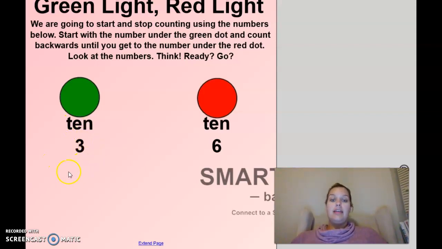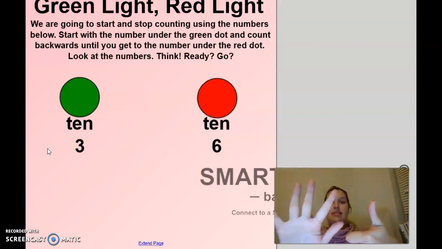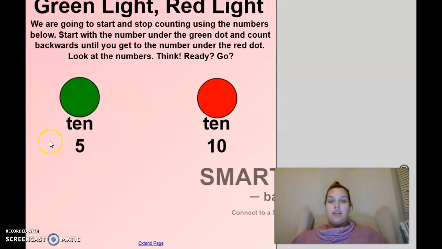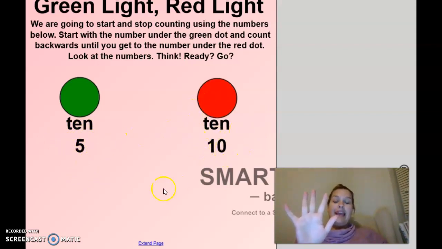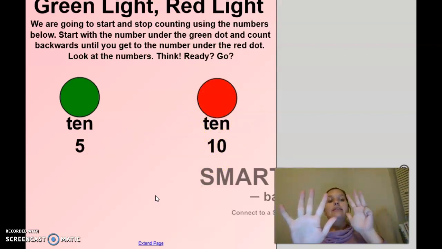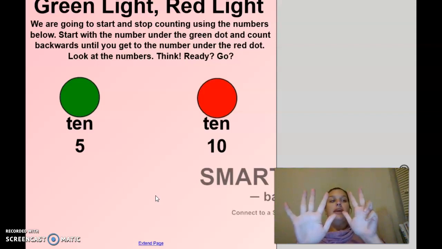Now we're going to start at 10, 3 and go up to 10, 6. Great job. 10, 3, 10, 4, 10, 5, 10, 6. Let's count back. 10, 6, 10, 5, 10, 4, 10, 3. 10, 5, and we're going up to 10, 10. Very good. 10, 5, 10, 6, 10, 7, 10, 8, 10, 9, 10, 10. And back down: 10, 10, 10, 9, 10, 8, 10, 7, 10, 6, 10, 5.